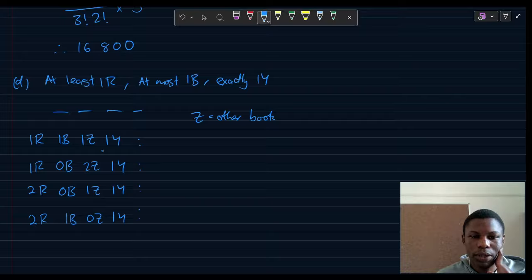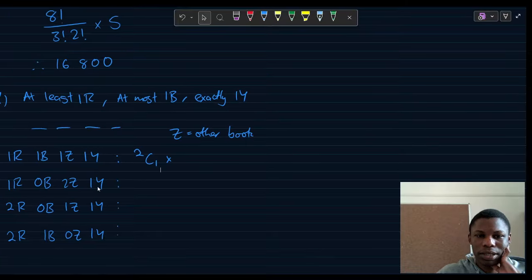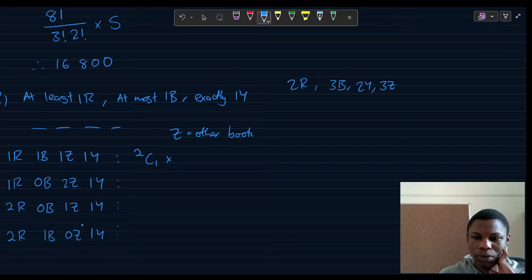So one red book, remember we had 2 red books, so it's 2 choose 1, times one blue book. Let me write down what we had: 2 red, 3 blue books. How many yellow books do we have? We had 2 yellow books. And the other books would be, this is 3 plus 2, 5, so it would be 3 other books: 1 orange, 1 purple, and 1 green.